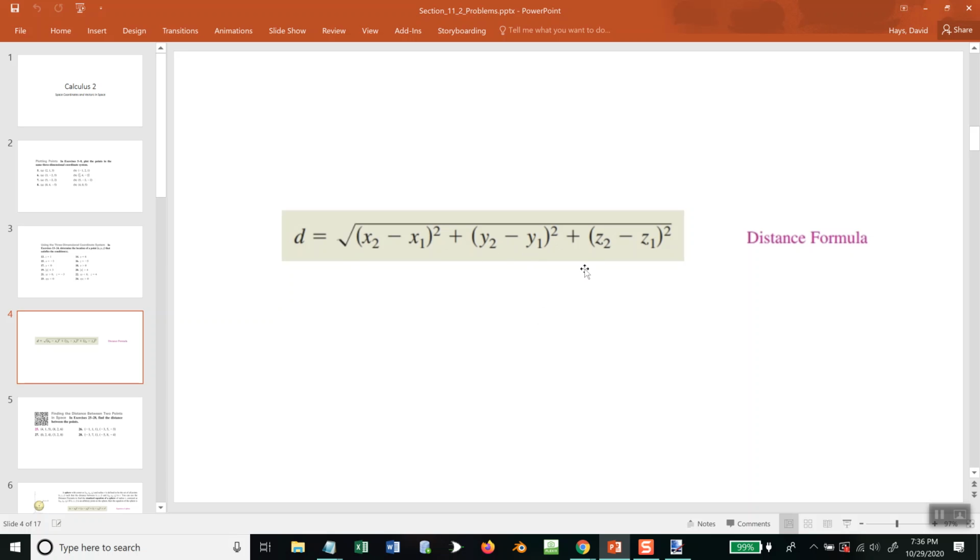Here's the distance formula. Looks familiar? Yeah, x2 minus x1 squared, y2 minus y1 squared. We got something additional in the square root: z2 minus z1 squared. So if you're trying to find distance between 2 points in 3 dimensions, then this is the formula you use.